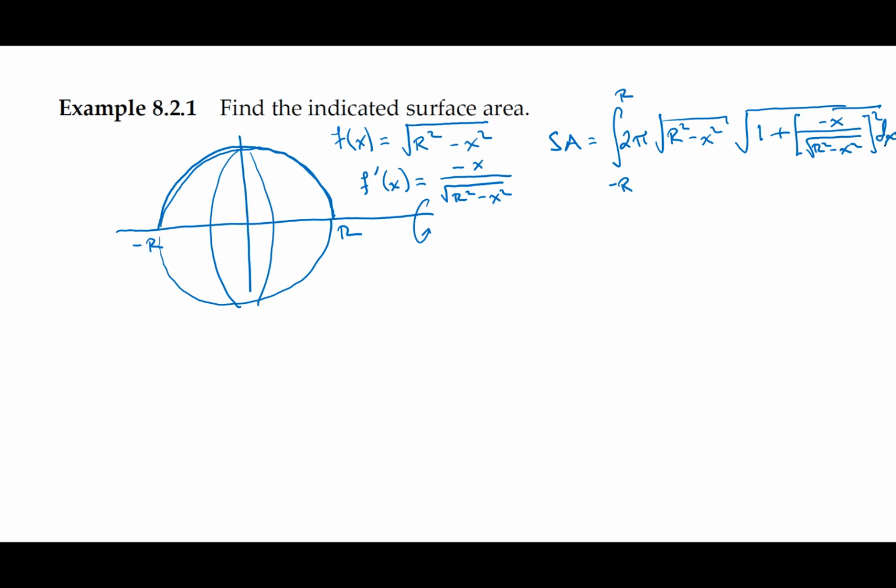All right, so let's start playing around with this thing here. So we have 2 pi, integral from negative r to r, square root r squared minus x squared. And then let's see what happens to this other one here. You get 1 plus x squared over r squared minus x squared, dx.